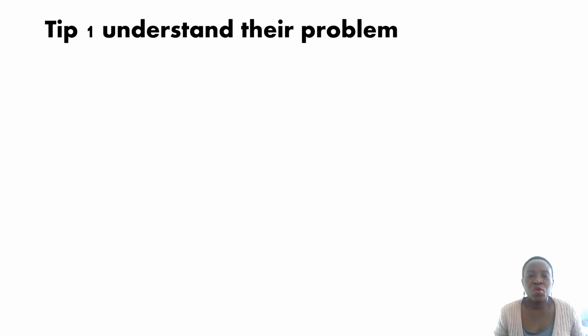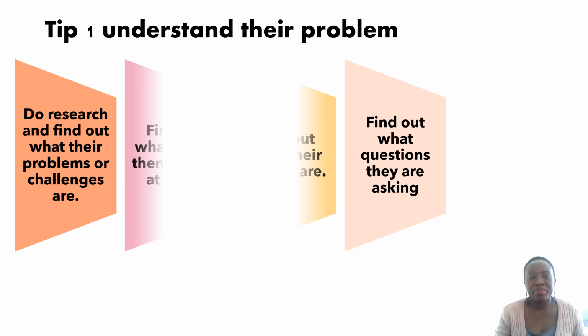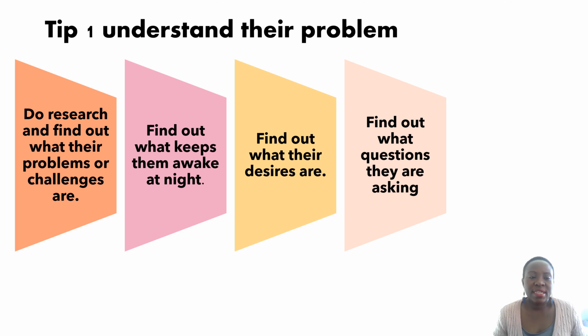Now, tip number 1, you have to understand their problem. Now here you need to do research and find out what their problem or their challenge is. Ask them, if you are hanging out in a group where they are, for example, you could ask them, when it comes to weight loss, what do you struggle with? Do you struggle with eating clean? Do you struggle with exercising? You can ask them, when it comes to buying baby clothes, what do you struggle with? When it comes to maybe looking for property or renting property, what do you struggle with?